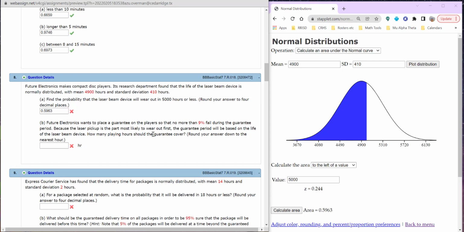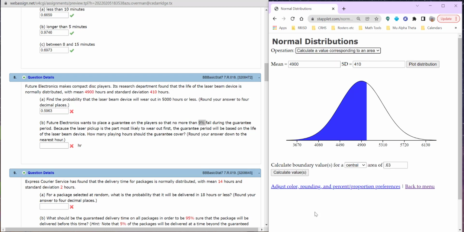Okay, now they want to place a guarantee on the players so that no more than 9% fail. So they're giving you a percentage. Notice we're going to round to the nearest hour, by the way. They're giving you a percentage right here, right? So that means that you're going to basically calculate a value. We already know the area, it's 9%. So I'm going to say 0.09.